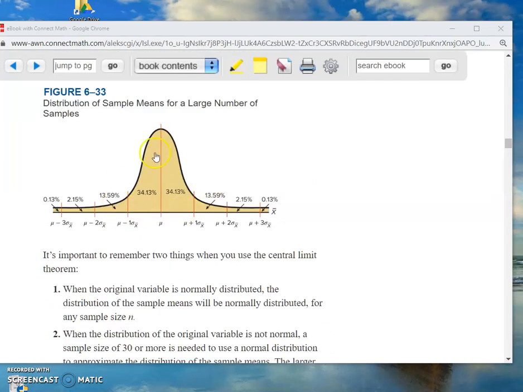Okay, now this cartoon here is similar to what we had before. It's a normal distribution. The mu is right here. What do we have here? Mu plus 1 standard deviation, mu plus 2 standard deviations, and so forth. But this time the standard deviation is the standard deviation of the x bars. And just to torture you, this standard deviation of the x bars, we have a special name for it. We call it the standard error of the mean.